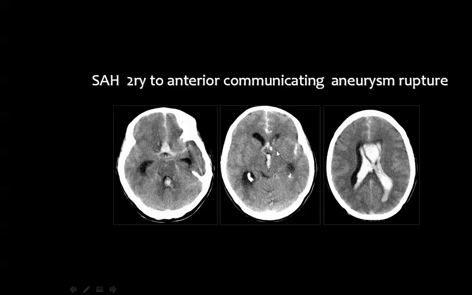Then this is the subarachnoid hemorrhage secondary to rupture of an anterior communicating artery aneurysm, and you see the hematoma, which is exactly at the anatomic site of the anterior communicating artery. Then you see hemorrhage in the cortical sulci and the interhemispheric fissure, as well as the sylvian fissure, representing the subarachnoid hemorrhage, and also hemorrhage inside the third ventricle and both lateral ventricles.